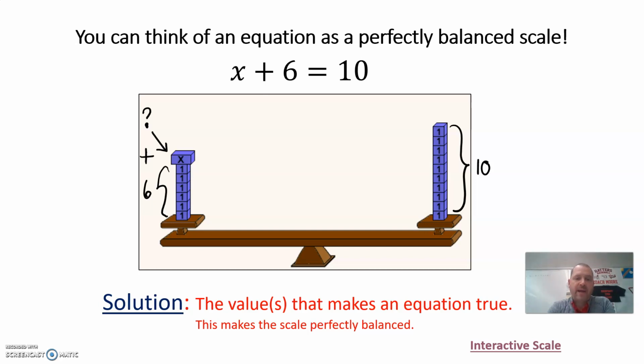We could try adding cubes to the 6 that we already have on the left until we get the scale to balance. And of course, we know that would end up being a total of 10, adding on 4 more cubes to make it 10. Another way we could think of it is if we took some cubes away from the right-hand side and 10, how many cubes would we have to take away to balance our scale? So if we took the x off of the left side, and then we took off 4 different cubes on the right side, we would see that they are balanced. Since I took off 4 cubes, x is equal to 4. A solution is the value or values that make an equation true. This makes the scale perfectly balanced.